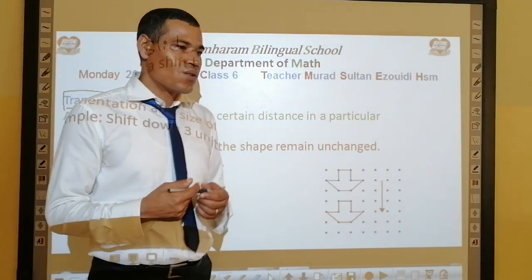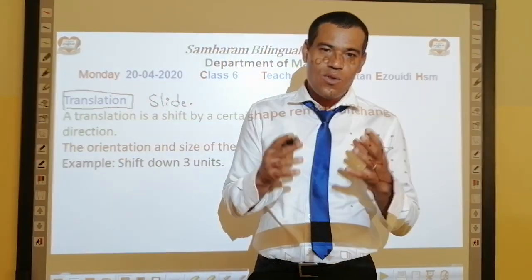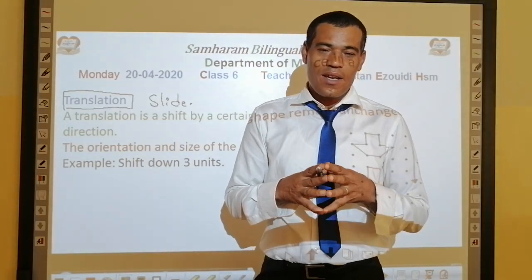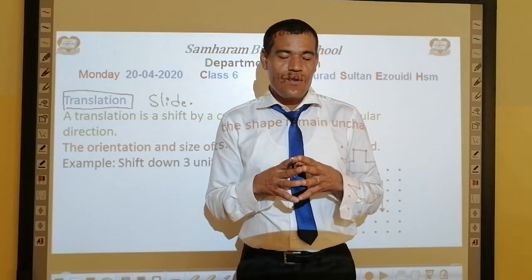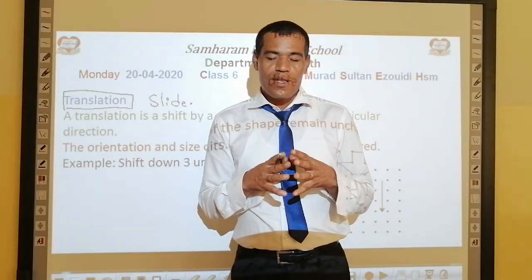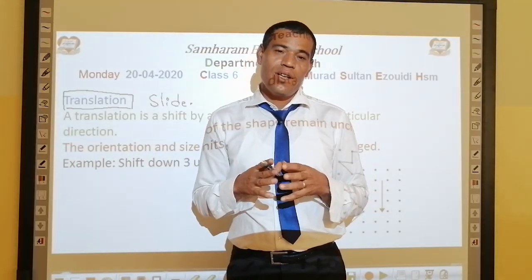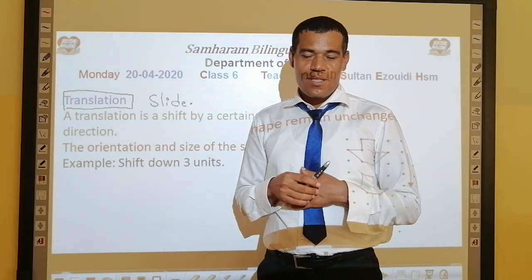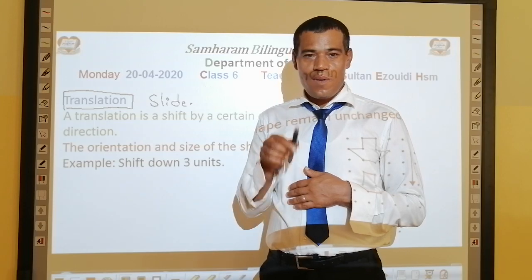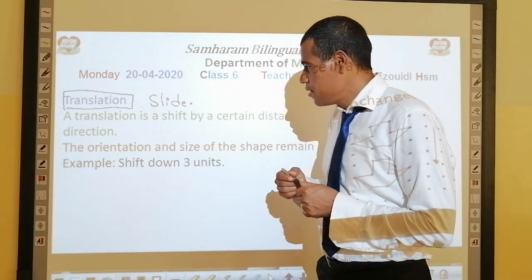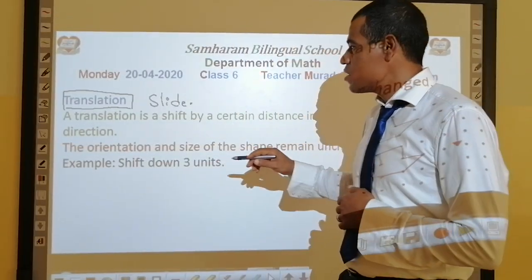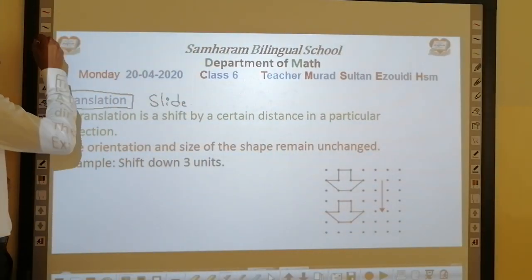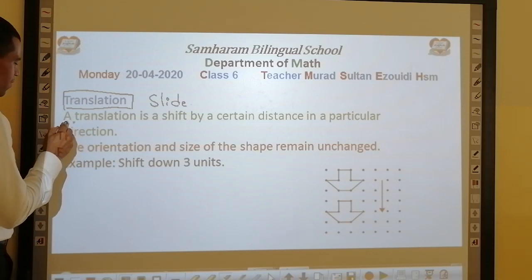This means translation. The object will move according to the number of units in the x direction and the number of units in the y direction. Either left or right for the x-axis, and up or down for the y-axis. So we said that a translation is a shift. A translation, my kids, is a shift.